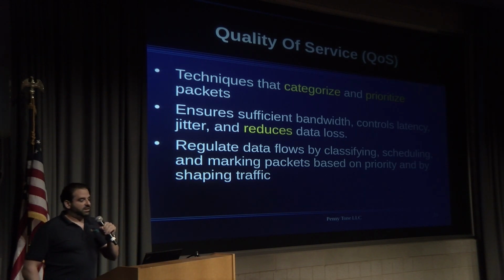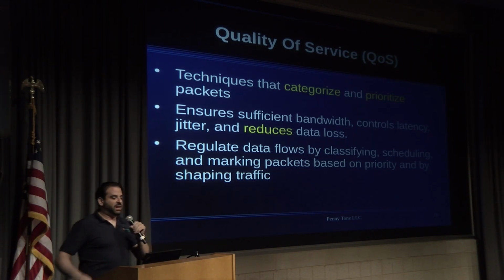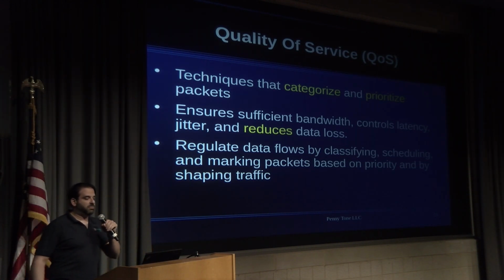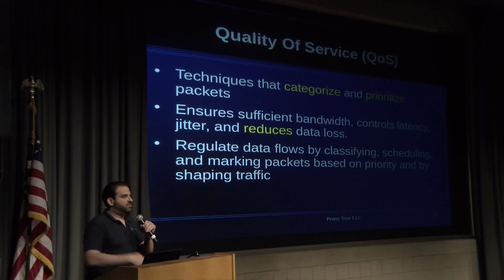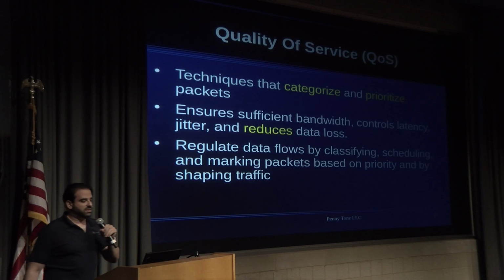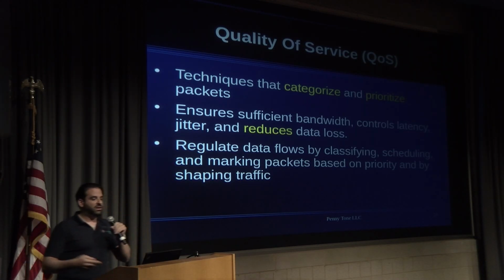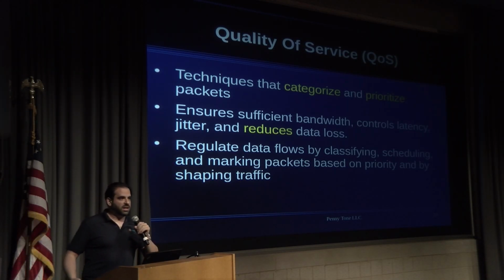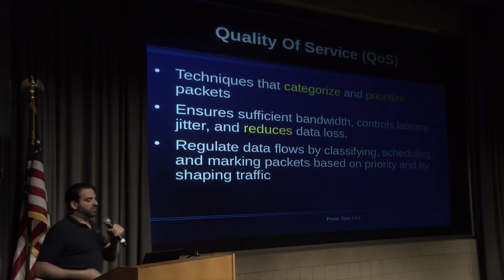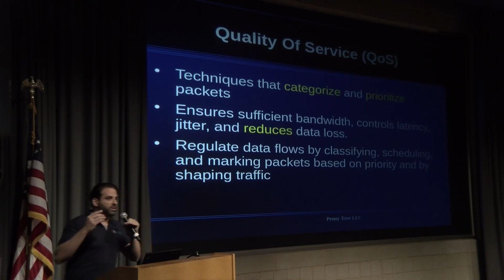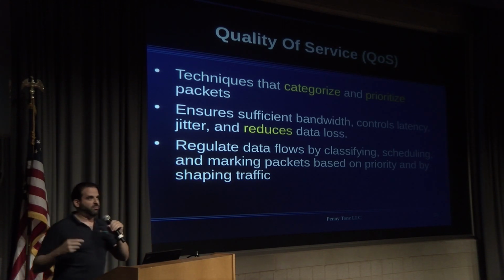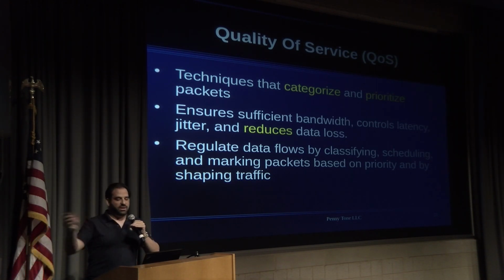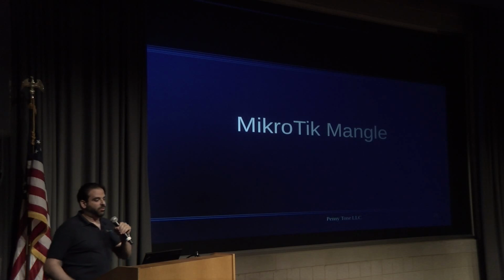QoS will also regulate data flows by classifying, scheduling, and marking packets based on priority and by shaping traffic. This is really just a definition of the other two, because that's what we're going to be doing. We're going to be classifying, which is categorizing. Scheduling is putting them into queues where they're going to be in there for a temporary holding period, almost like a very short buffer until you have enough available bandwidth and it lets them out. We'll get to that later.